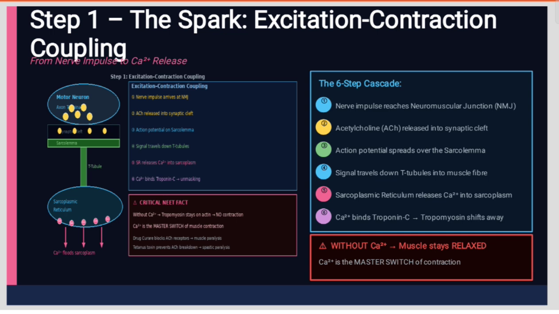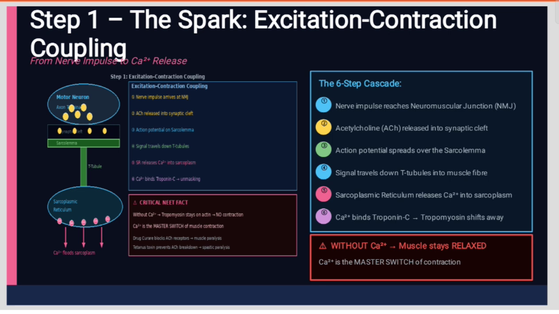The third step is the action potential on the sarcolemma and the T tubules. Acetylcholine binding opens an ion channel, causing depolarization of the sarcolemma, the muscle fiber cell membrane. This action potential then spreads along the sarcolemma into the T tubules, the transverse tubules, which are deep invaginations of the sarcolemma that penetrate the muscle fiber.